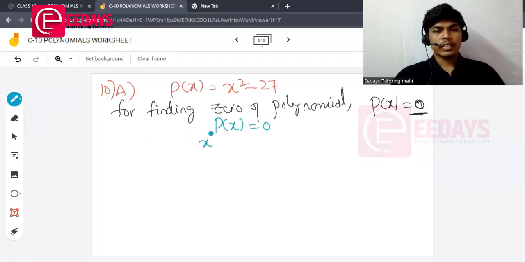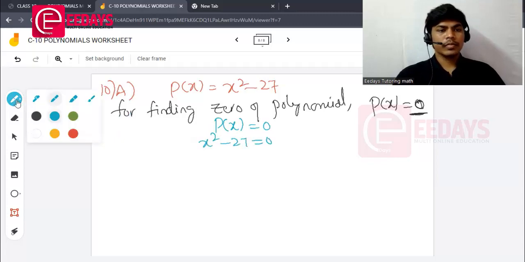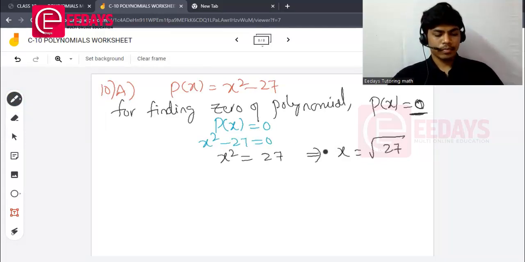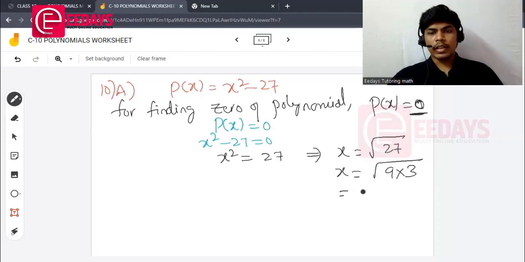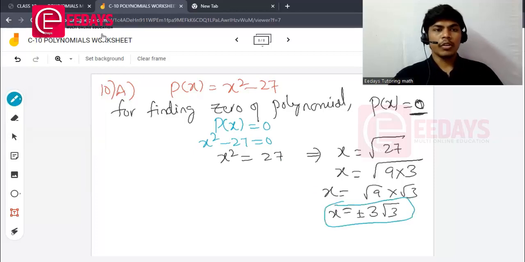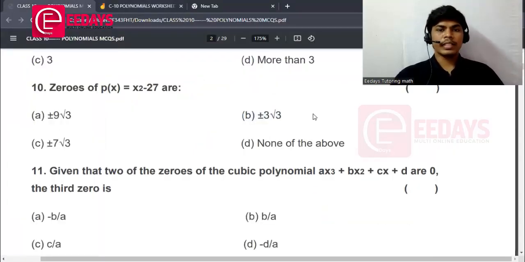Okay. So x square minus 27 is equal to 0. X square is equal to 27. If you transfer the square to the other side, it becomes a square root. X is equal to root over 27. As you know, we can split root 27 into root 9 and root 3. x is equal to root 9 into root 3. Root 9 is a perfect square, it is 3. So it is 3 into root 3. So x is equal to plus or minus 3 root 3. So option B is the correct answer.